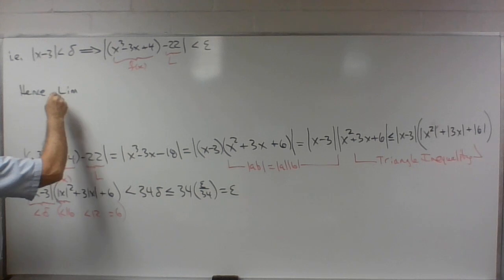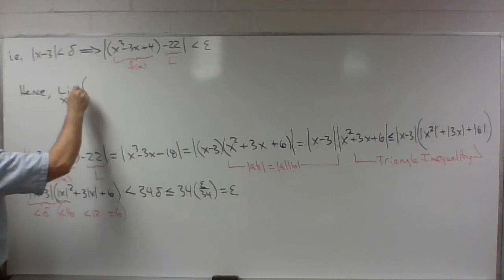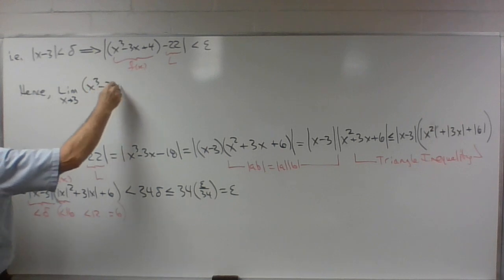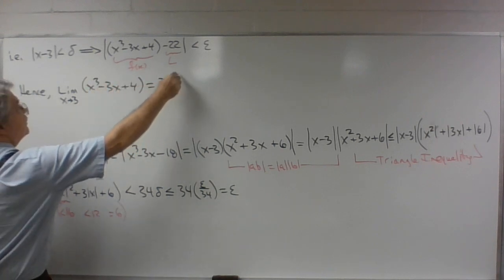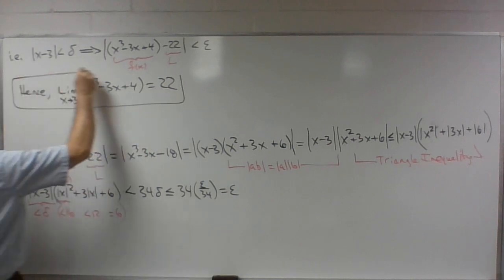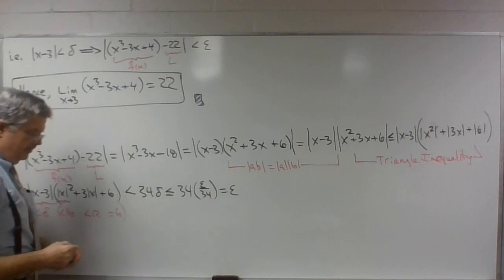The limit as x approaches 3 of x cubed minus 3x plus 4 is equal to 22. End of proof.